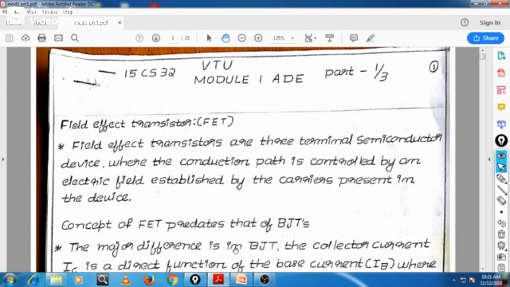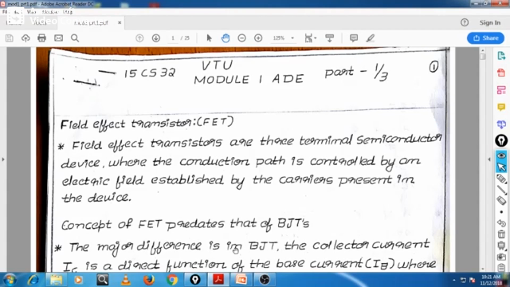So today we are going to start module 1 of your analog and digital electronics. Module 1 covers field effect transistors such as FET and MOSFET and their applications, and operational amplifiers and applications of the operational amplifiers. So initially we will see field effect transistors.